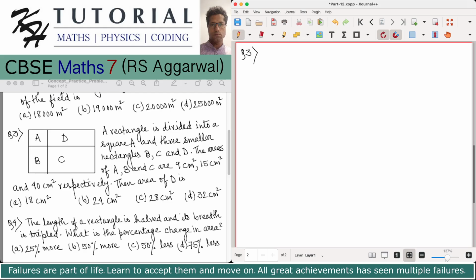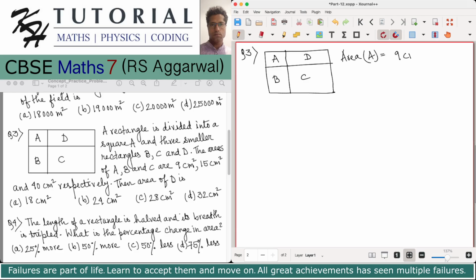Okay, so we are having the figure like this. A rectangle is divided into a square A. So A is a square, and 3 smaller rectangles. So D is a rectangle, B is a rectangle, and C is a rectangle. Such that the area of A is given to be 9 centimeter square.